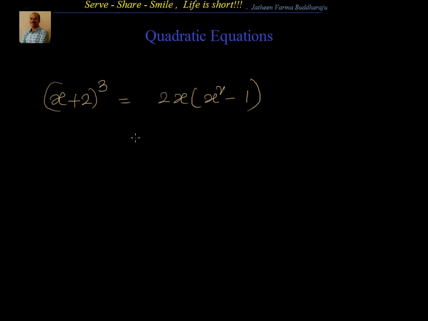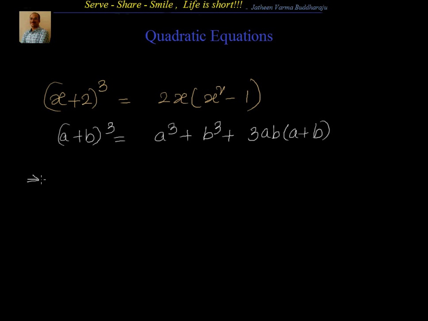Now look at this. We have been given (x plus 2) whole cube equal to 2x into (x square minus 1). We have to simplify this and we have to check whether the following is a quadratic equation or not. So algebraic identity, (a plus b) whole cube. What is the formula for that? (a plus b) whole cube equal to a cube plus b cube plus 3ab into (a plus b), or can I say 3a square b plus 3ab square. Now my first step will be expanding this.